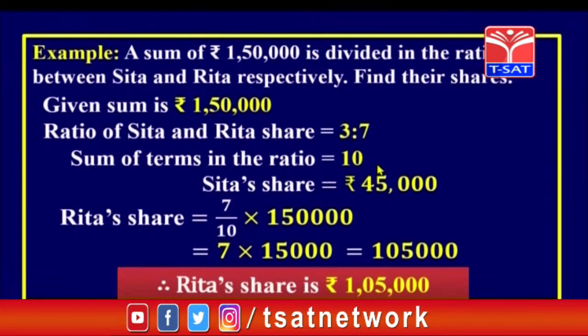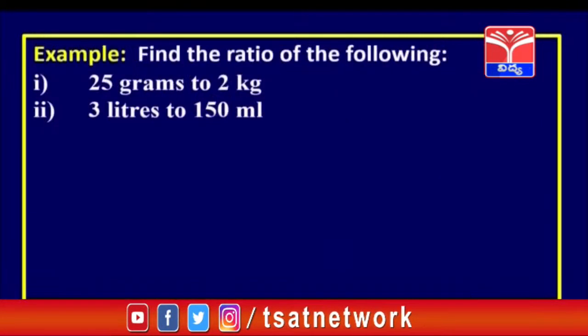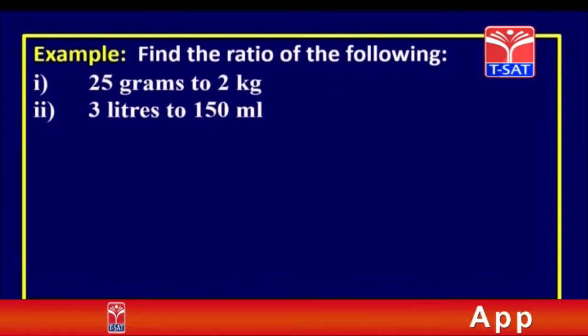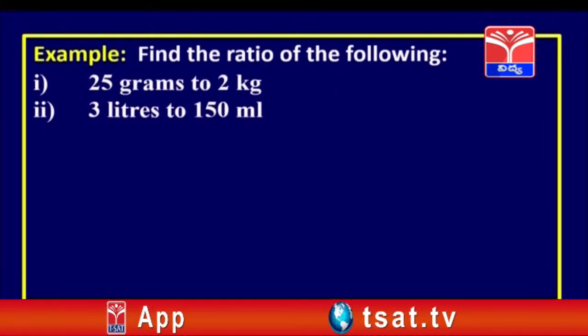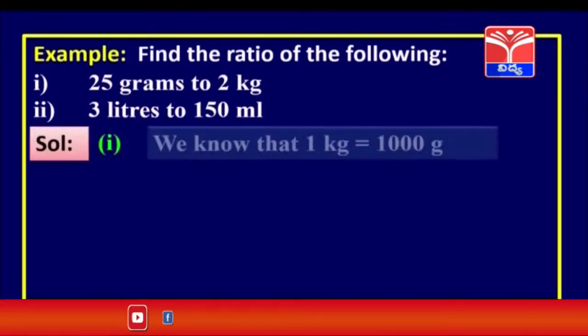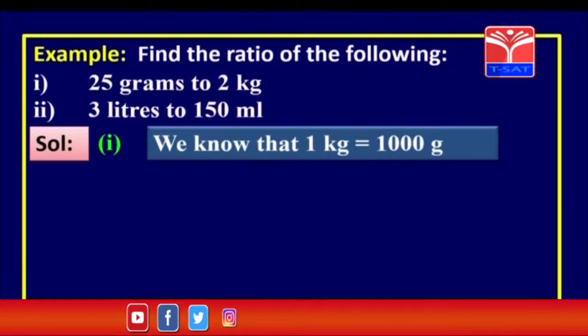Okay. Now let us move on to our next problem, children. Find the ratio of the following: 25 grams to 2 kgs and 3 liters to 150 ml. Let us see the first one, children. We know that here both are in different units, right children? 25 grams and 2 kgs. So first we need to convert them into the same units.